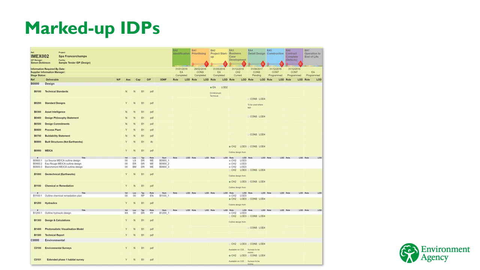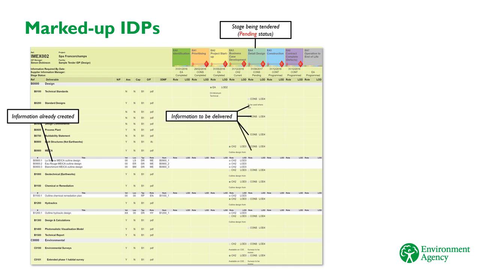When the supplier receives the IDP from us in the tender pack, there's two things for them to look at. Firstly, the IDP will contain a list of all the information that's already been created by the project and added to the common data environment. This enables the supplier to see the information that they'll need to use as a basis for their own work, and evaluate whether there are any gaps that they'll need to fill. Secondly, the IDP shows exactly what's included in the tender and information that the EA expects the supplier to deliver as part of the contract.